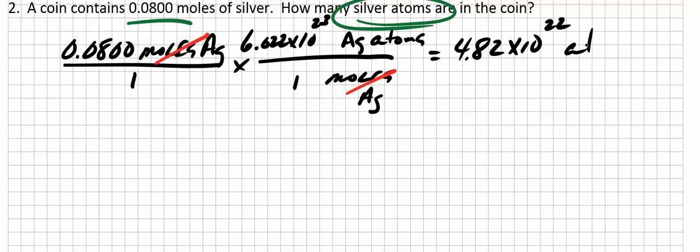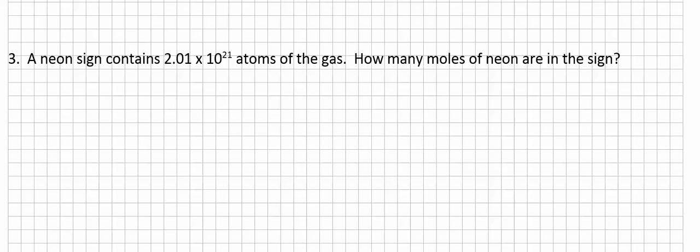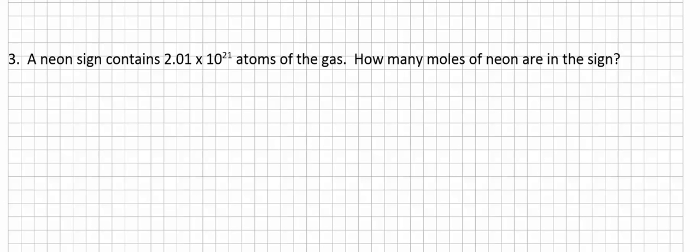atoms of silver. And I'm done. And that is my final answer. Okay? So that's number 2. Let's take a look at number 3. Number 3 says a neon sign contains 2.01 times 10 to the 21st atoms of gas. How many moles of gas of neon are in the sign?